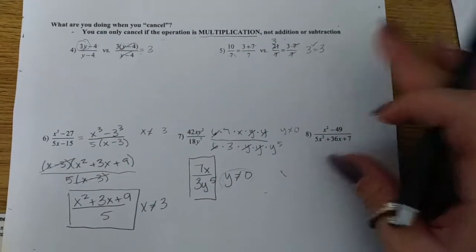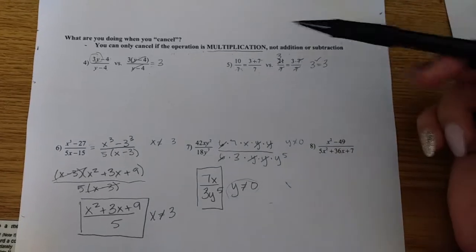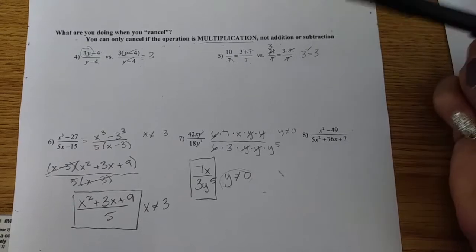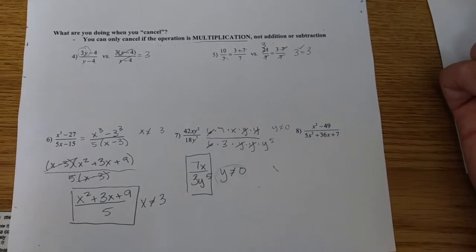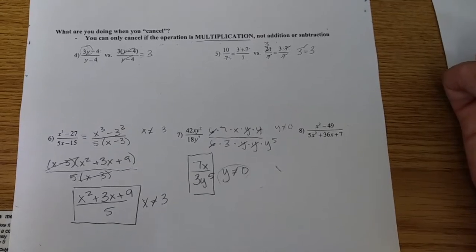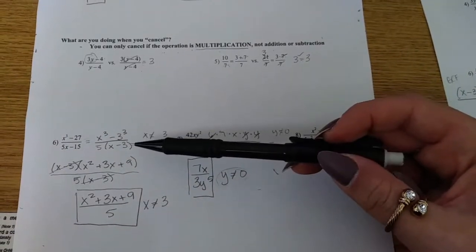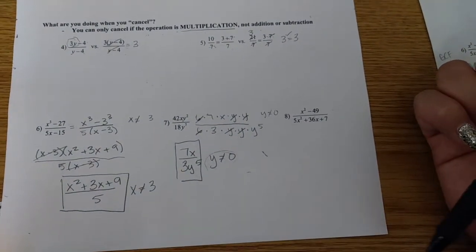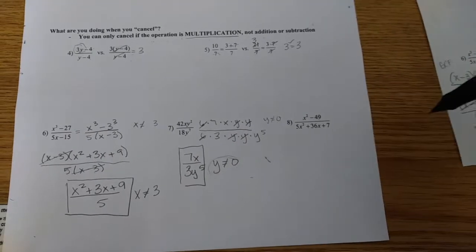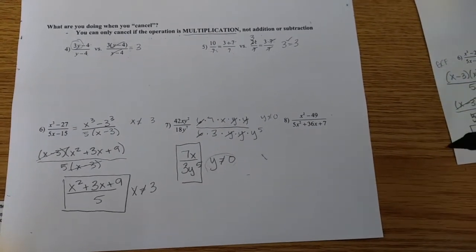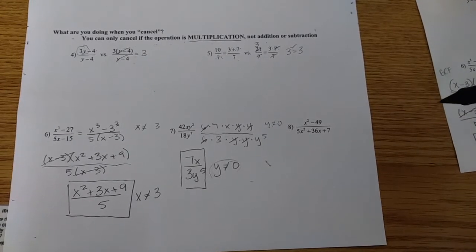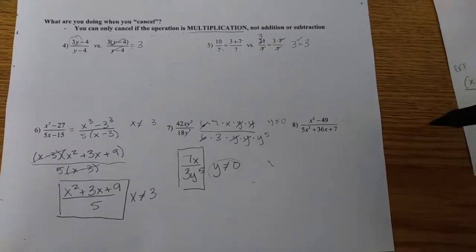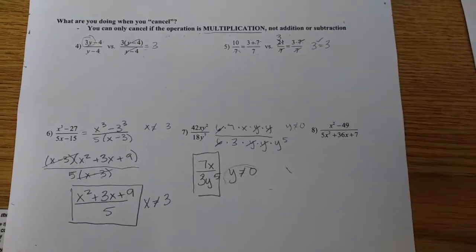I hope I didn't go too fast for you guys. Remember, you can only cancel if there is multiplication, not addition or subtraction. And you cannot take out one term of an expression that's multiplying. It has to be the whole term or nothing at all. Also remember, if maybe the numerator or denominator is multiplication, but the opposite is addition or subtraction, you still cannot cancel. Both numerator and denominator need to be multiplied.